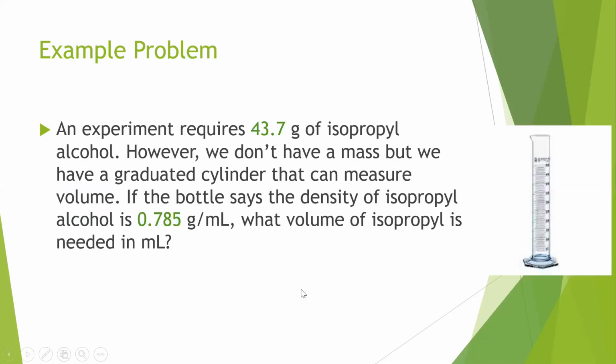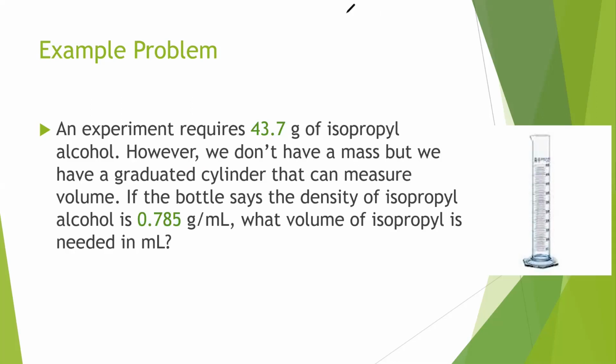Let's do another density problem. It's a little weirder this time. An experiment requires 43.7 grams of isopropyl alcohol. That's just a chemical. However, we don't have a balance to measure mass, but we have a graduated cylinder that can measure the volume. If the bottle says that the density of isopropyl alcohol is 0.785 grams per milliliter, what is the volume of isopropyl alcohol needed in milliliters?